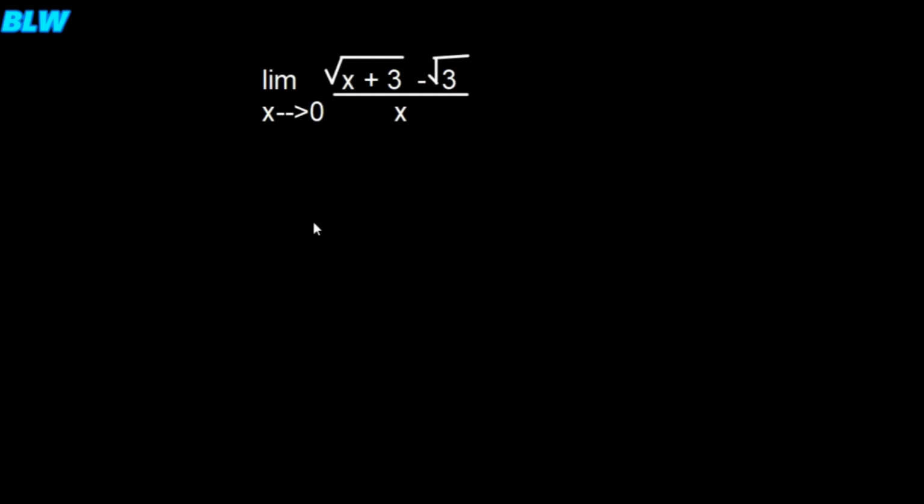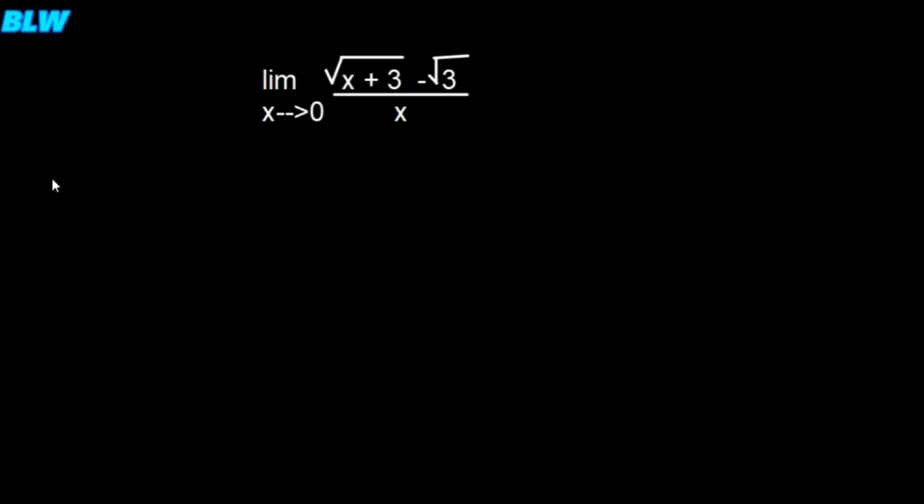For the next question, we should find the limit as x approaches 0 of the root of (x plus 3) minus the root of 3, all over x. You can apply L'Hopital's rule here. I think that will be the easiest way to do this question. So let's look at this. I'm going to rewrite what I have here.